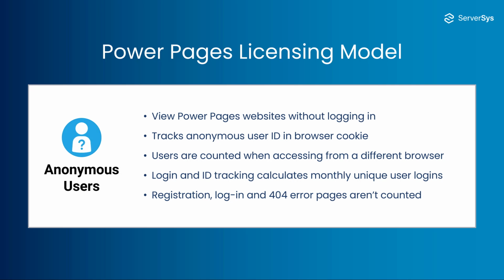As it implies, anonymous users browse a site without logging in. Power Pages uses an anonymous user ID that's stored in a browser cookie. This will generate an ID when a new visitor is detected, if an anonymous user accesses the site in a different browser, or if they've cleared their cookies. There are some exceptions which aren't tracked. That includes accessing registration and sign-in pages, as well as 404 error pages, or browsing a site in private mode. Also, bots and crawler access isn't counted.